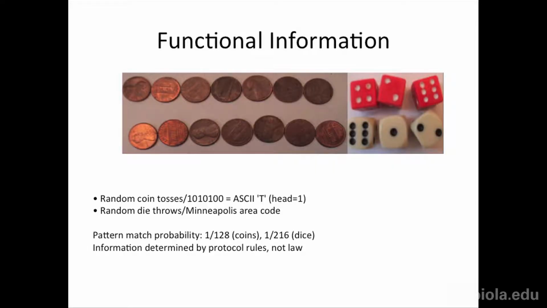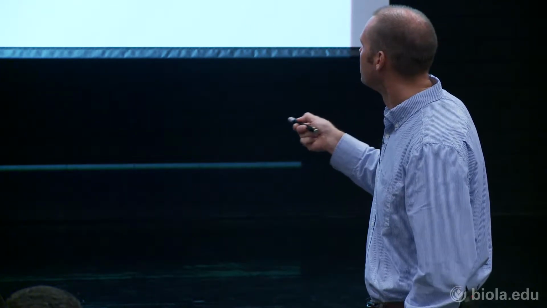The same with the dice example. You could randomly throw dice and you could get 4, 2, 6, 6, 1, 2. That's Shannon information, at least. It's functional because it also codes for the Minneapolis area code, okay? So do you see, we're kind of layering levels of information here, okay?